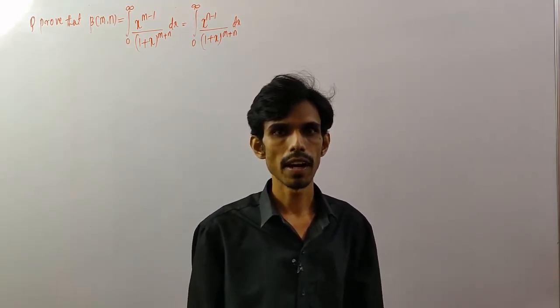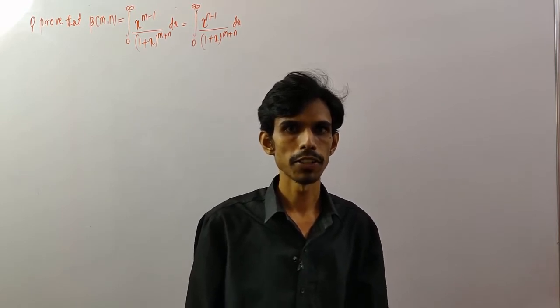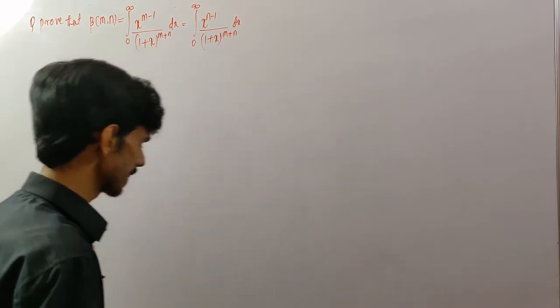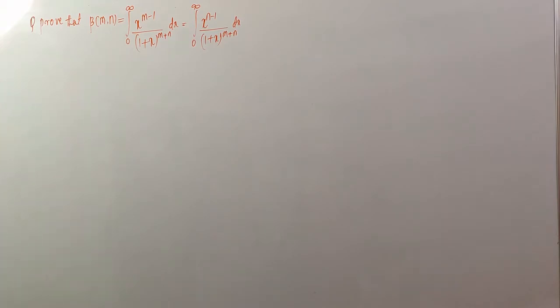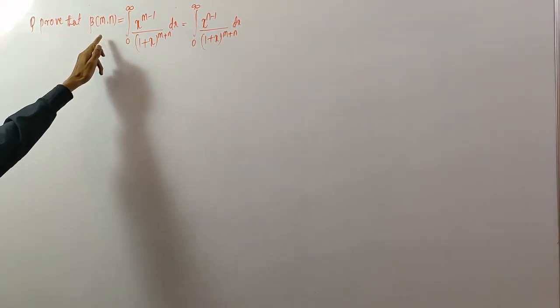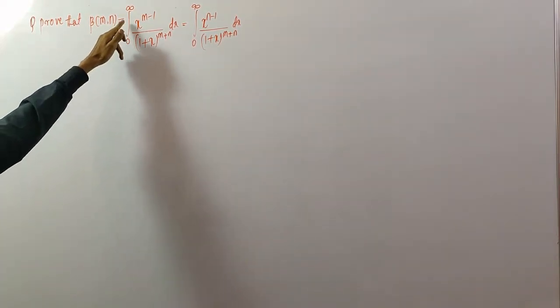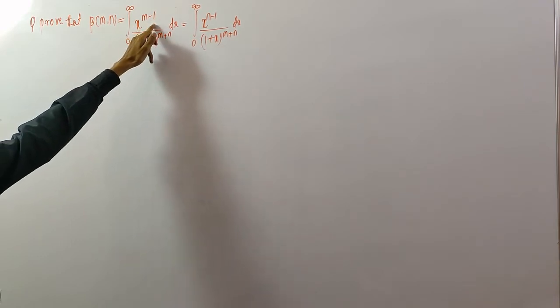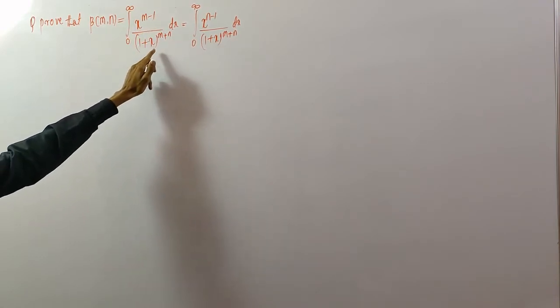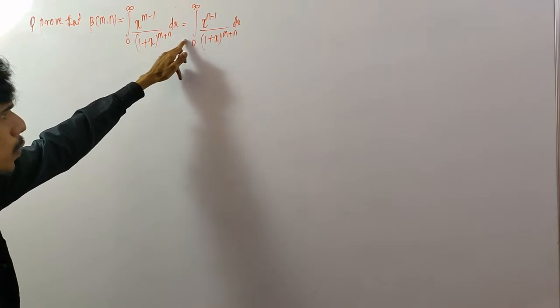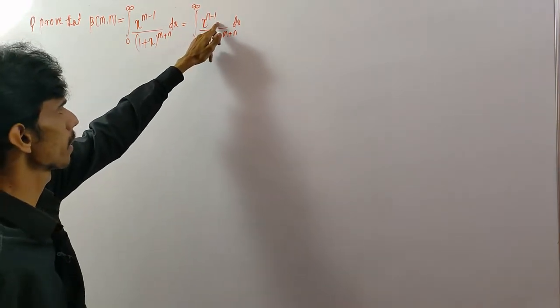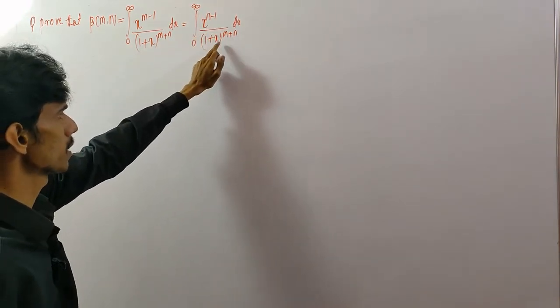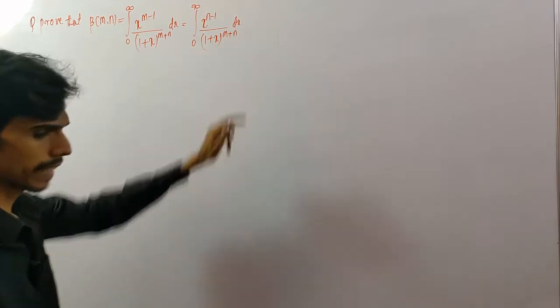In this video lecture, I am going to discuss one of the questions of beta function. Let us see here. Prove that beta of m comma n is equal to integral 0 to infinity x power of m minus 1 upon 1 plus x power m plus n dx, is equal to integral 0 to infinity x power of n minus 1 upon 1 plus x power m plus n dx.